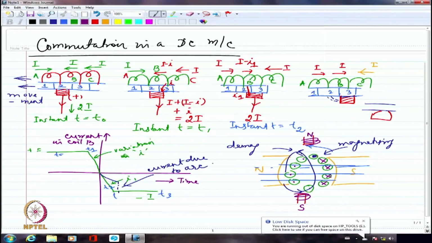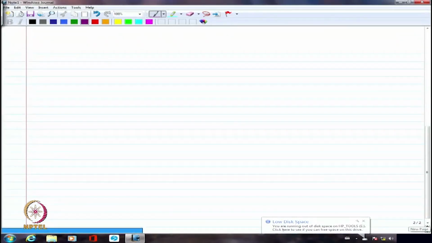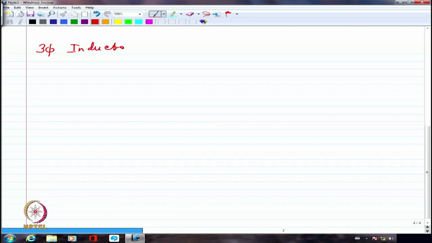So the next one that we are going to take up is one of the most important topics in the machines, that is three-phase induction machines. So we are going to talk about two AC machines in this entire course. One will be the induction machine. The second one that we will be talking about will be synchronous machines.